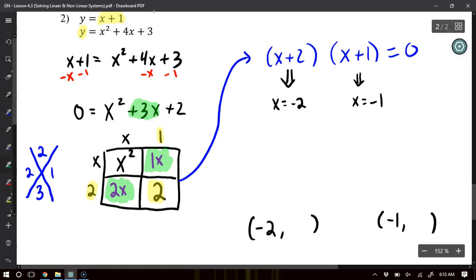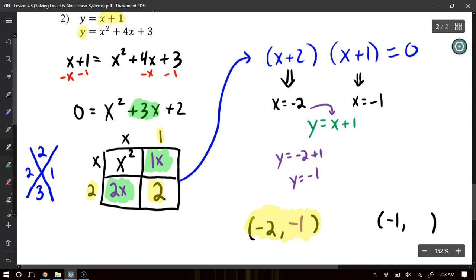And what we're going to do is plug them into either one, but I think y equals x plus 1 is easier to plug into. So I plug in negative 2 for x. So y equals negative 2 plus 1, which really means y equals negative 1. So there is my first point of intersection. An x of negative 2 gave me an output of negative 1 for the y.